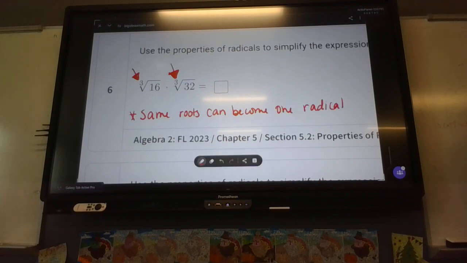So I'm just going to make this the cube root, one big cube root, 16 times 32, since they don't simplify separately. Actually, they would simplify. What is it, Isaac? 16 times 32? 512. So that's the cube root of 512.